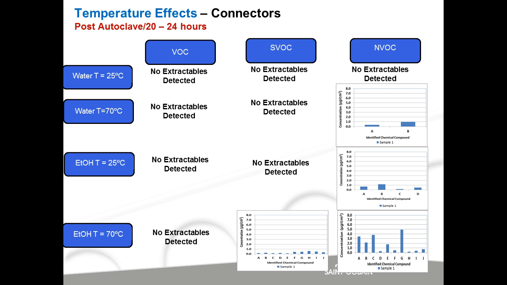Again, if we look at temperature effects, here we're testing connectors, and we have water at 25 degrees C, water at 70 degrees C, ethanol at 25 degrees C, and ethanol at 70 degrees C. All of them extracted for 20 to 24 hours. For the lower temperatures, we don't extract anything. When we go up higher in temperature with water, we do see some NVOCs in the connectors. Ethanol at low temperature, we see no extractables except at the NVOCs. And then as we get up into higher temperatures, we start to see more extractables on the NVOCs.